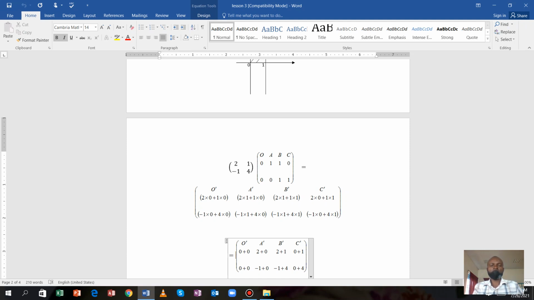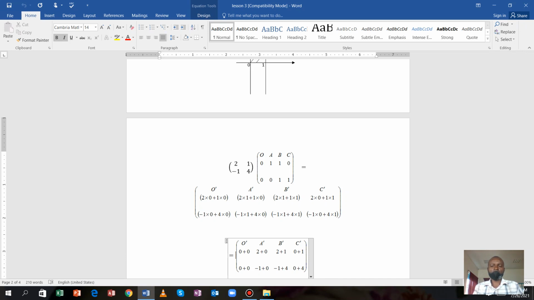So that's the first row already done. That's what you are seeing up. Come down. I'm now at negative 1, 4. That's the second row of the matrix given. So negative 1 times 0 plus 4 times 0, gone. Negative 1 times 1 plus 4 times 0. Negative 1 times 1 plus 4 times 1, until you reach negative 1 times 0 plus 4 times 1.